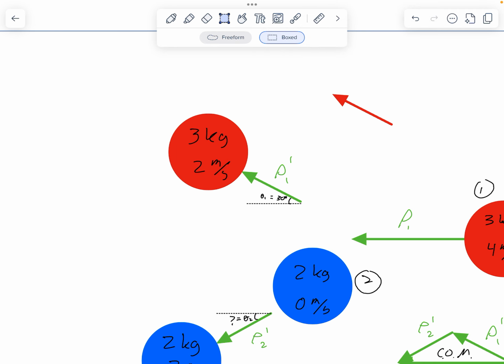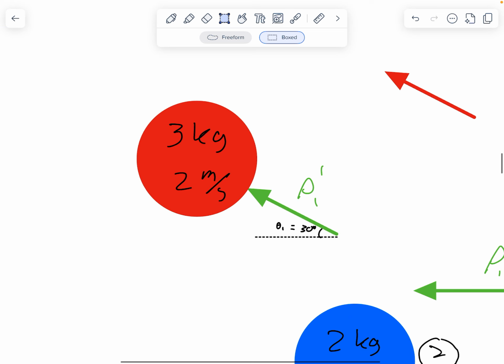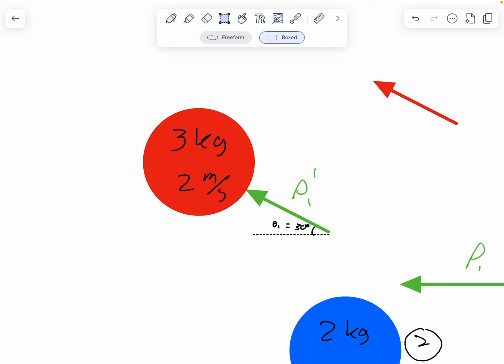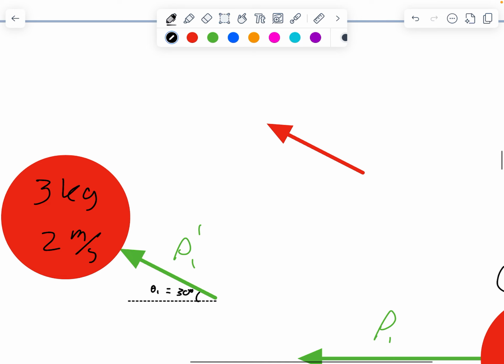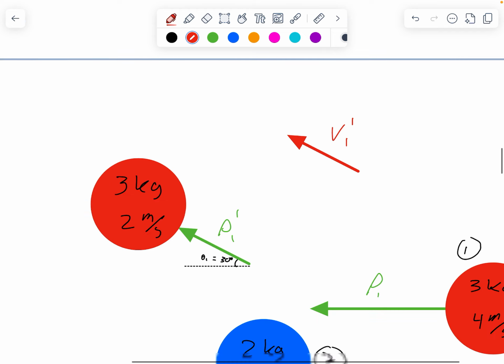Now, if I was truly going to scale these arrows, momentum is mass times velocity, so my scale factor for the momentum would be 3 for 3 kilograms. So this has a momentum of 3 times 2, which is 6. Technically, this red arrow should only be a third the length. I'm not going to scale these because then everything would be too small for us to see. So keep in mind these are not scaled, but this is a velocity vector that belongs to ball number 1, and it happens afterwards.